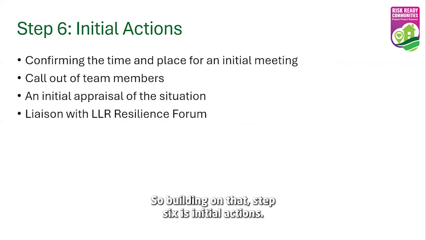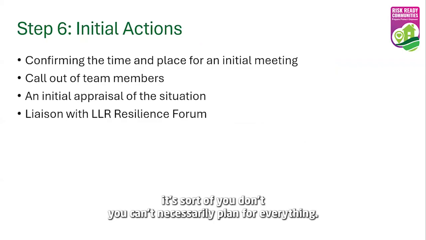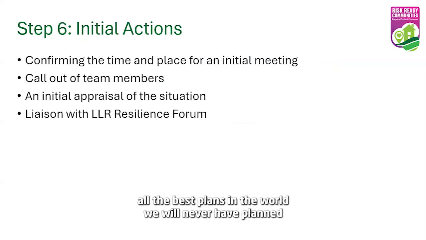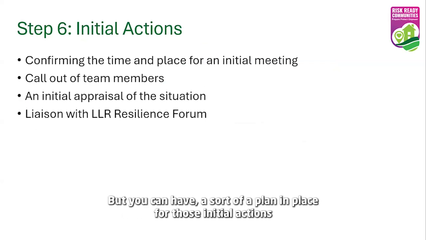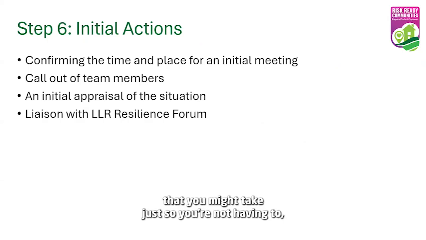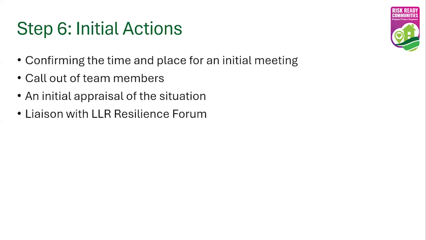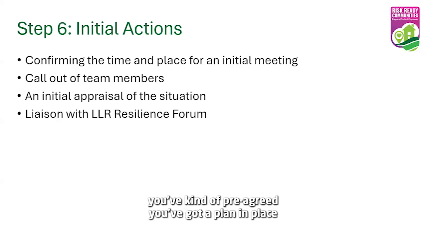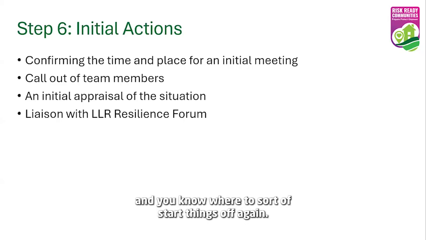So building on that, step 6 is initial actions. While you can't necessarily plan for everything, and let's be honest, with all the best plans in the world, we will never have planned for the thing that actually happens, you can have a plan in place for those initial actions that you might take, just so you're not having to work them out and agree them in the moment. You've pre-agreed, you've got a plan in place, and you know where to start things off.